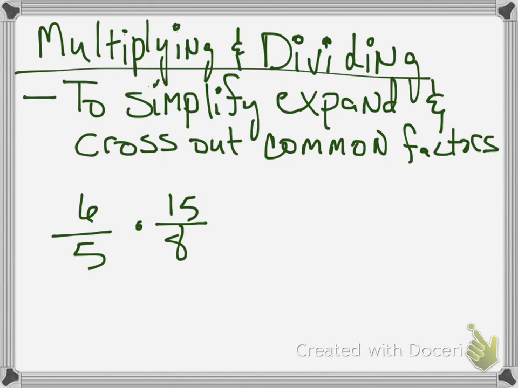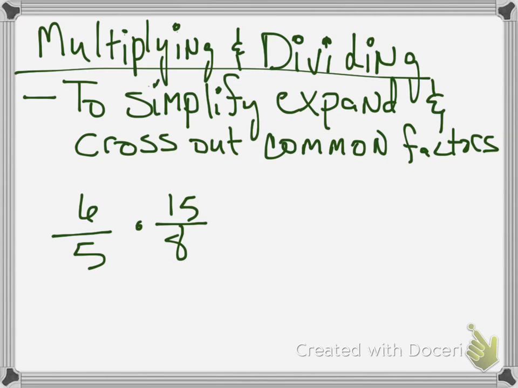Okay, next part. Let's multiply or divide. For multiplying and dividing, what I like to do is make sure I simplify. To simplify, I like to expand and cross out the common factors. So what do I mean by that? I'm going to use some numbers. This is probably not what I would normally do if I was doing numbers, but since I'm trying to do this also for variables, you can kind of see.